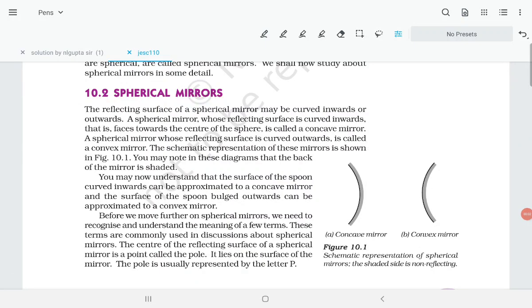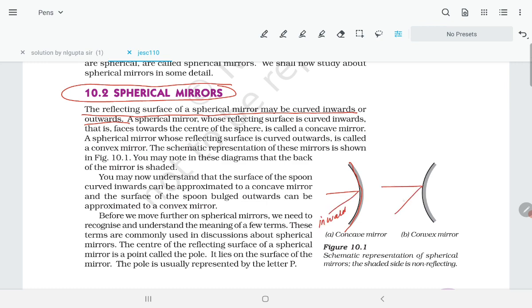Hi students, let us try to understand a spherical mirror from the NCERT books we are taking. Students, see, the reflecting surface of a spherical mirror may be curved inward or outward. So see, the reflecting surface here is concave, that is inward, or the reflecting surface here is outward. Okay, this is the meaning of this point.